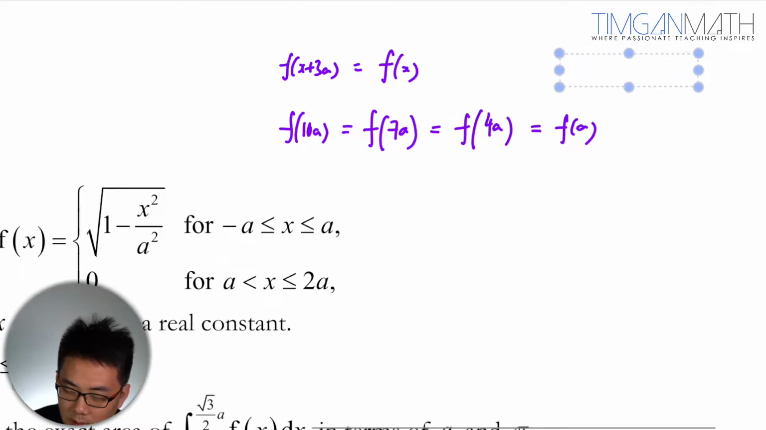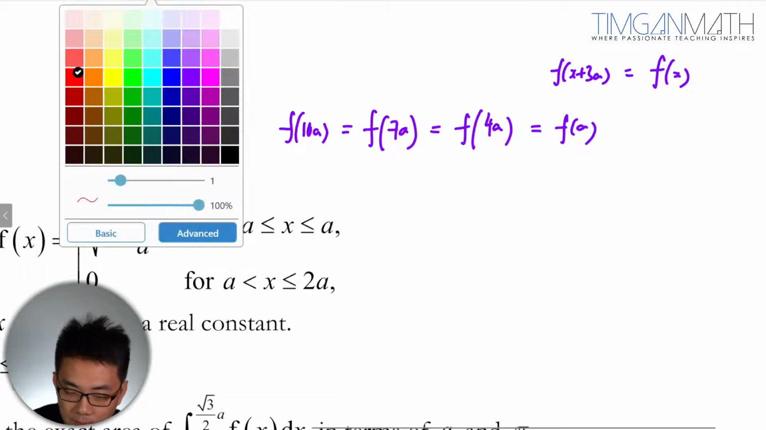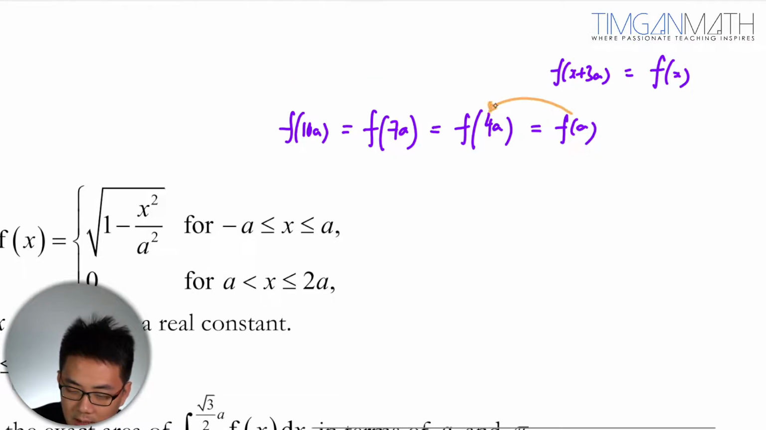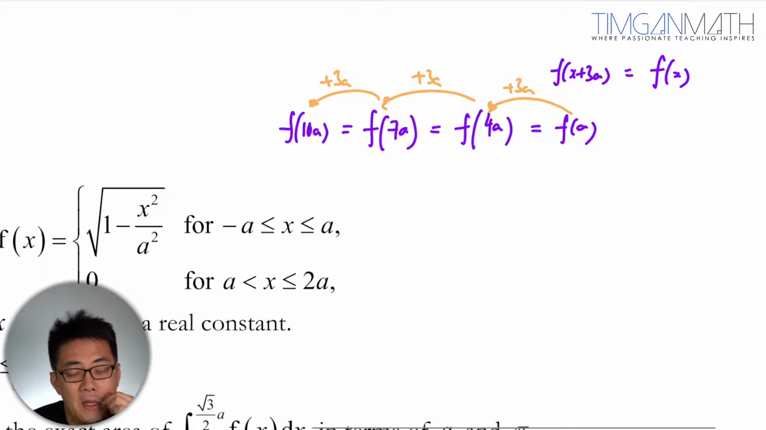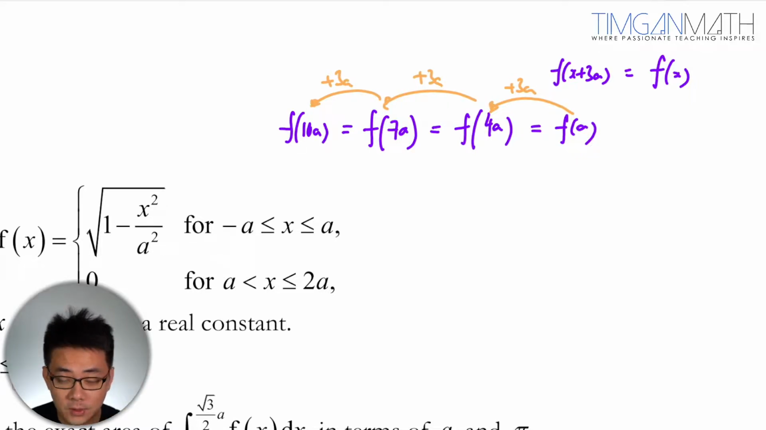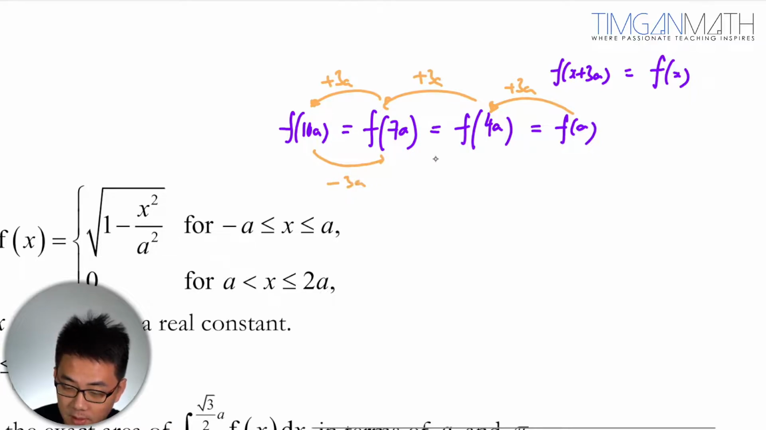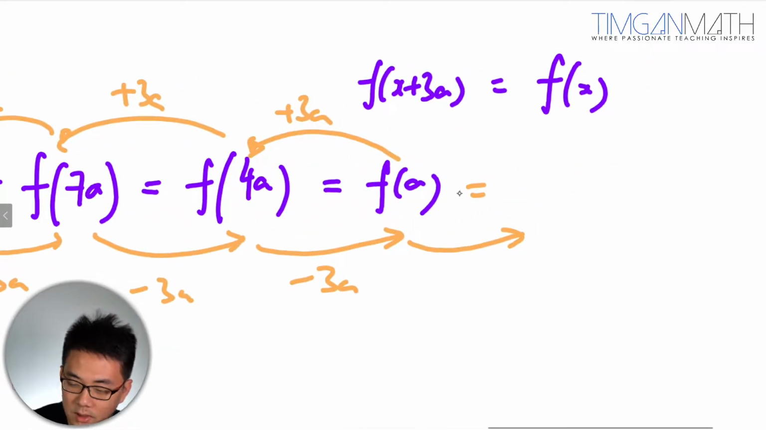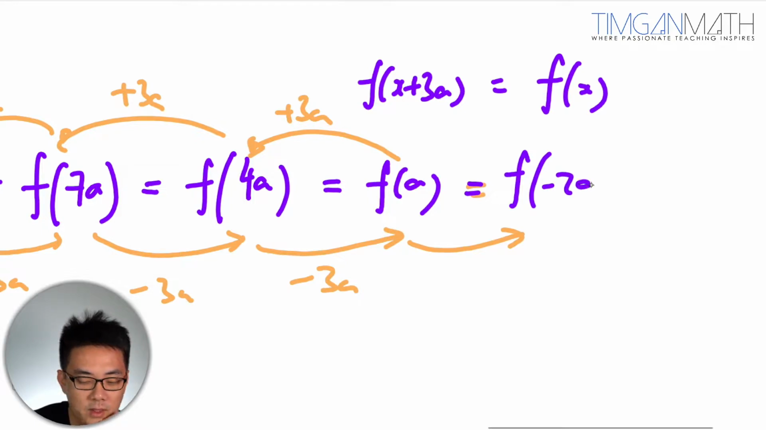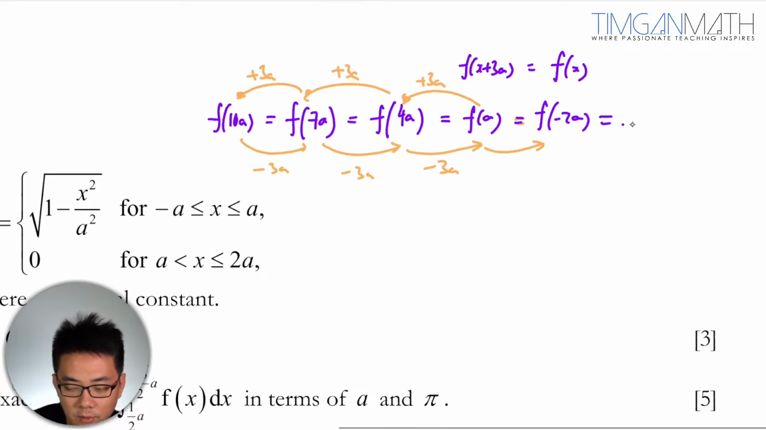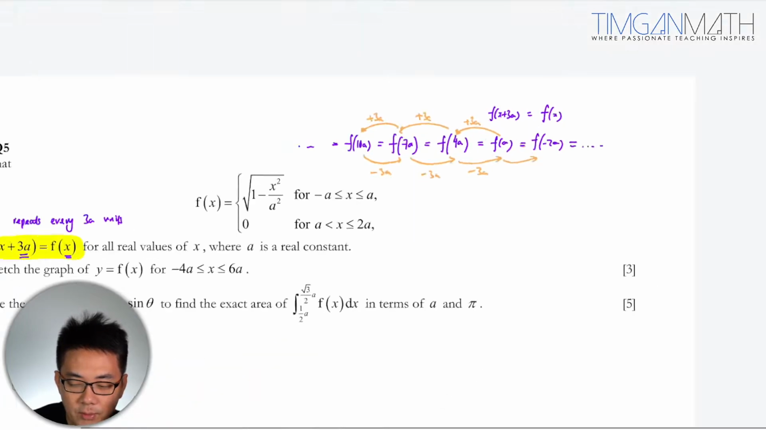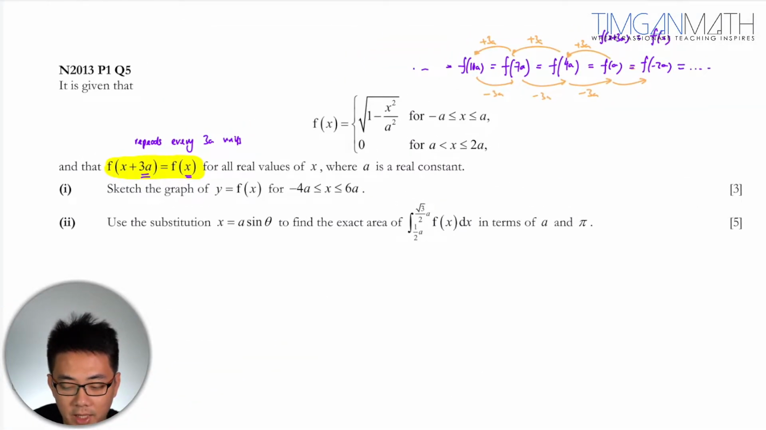So you realize that you can actually just add 3a here. Add 3a. Okay, don't forget, if there's a forward, there's also a backward. So this is also minus 3a, minus 3a, minus 3a. So this means that if you do this, this is actually f equals to minus 2a. Okay, so it just goes on forever. You can just keep adding 3a. It repeats every 3a. Just remember that.